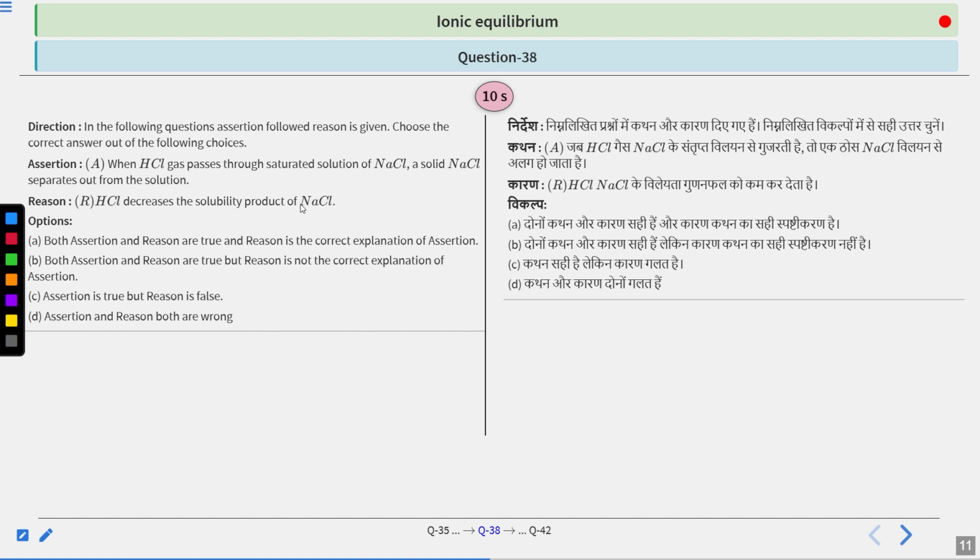Options are A, both assertion and reason are true, and reason is the correct explanation of the assertion. B, both reason and assertion are true, but reason is not the correct explanation of assertion. Option C, assertion is true but reason is false. Option D, assertion and reason both are wrong. So your time to solve this question starts now.